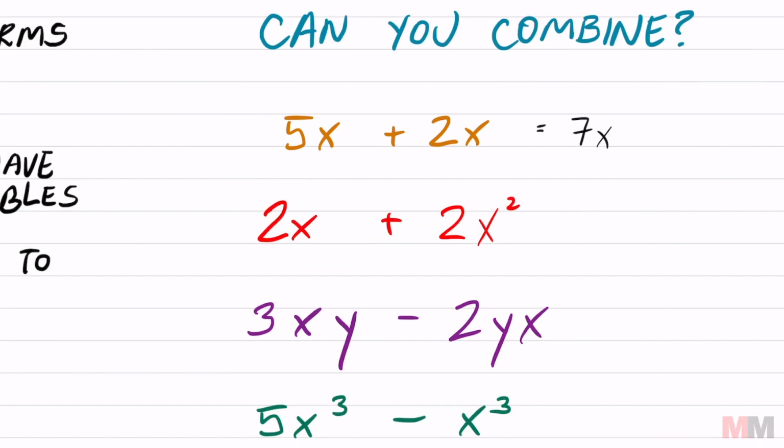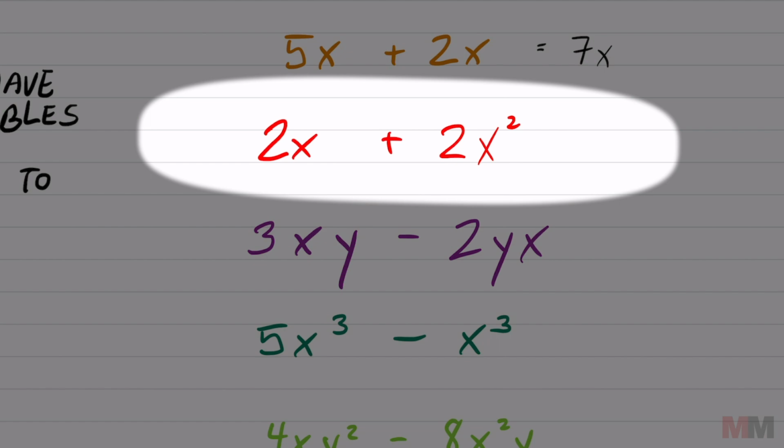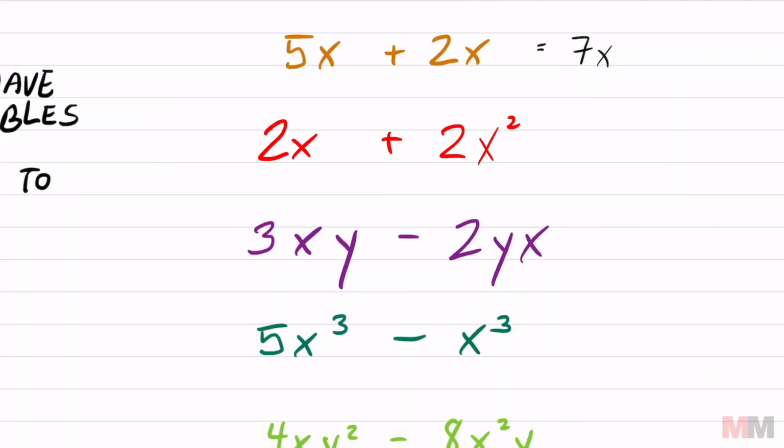Moving on to the second one. 2x plus 2x squared, can you combine them? The answer is no. No, you can't. Yes, they do have the same variable, but that last rule I mentioned, they don't have the same exponent. That one technically has a 1. This has a 2. And you can't combine those, so just leave that alone. Leave that alone if you can't combine them.